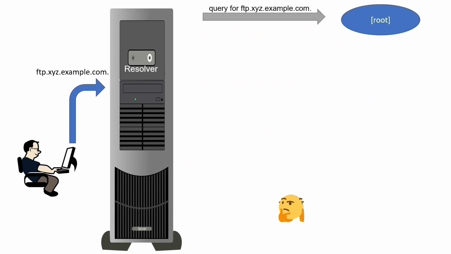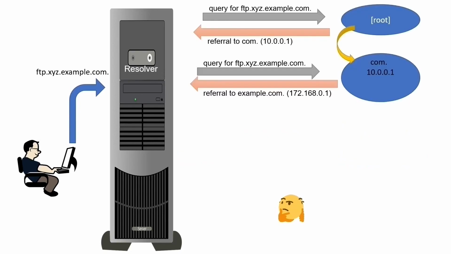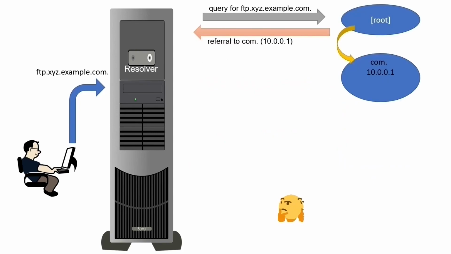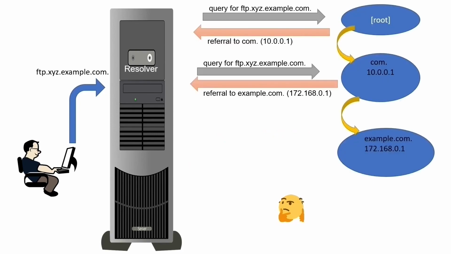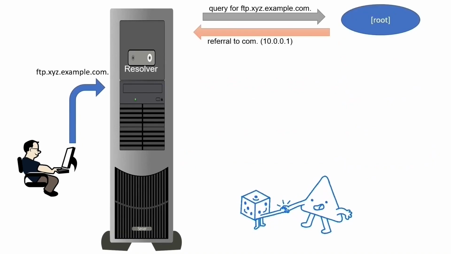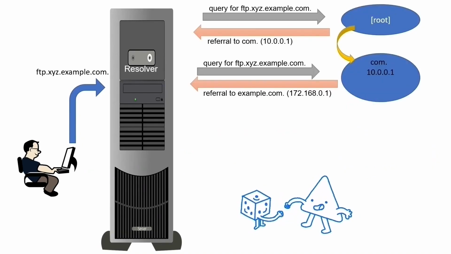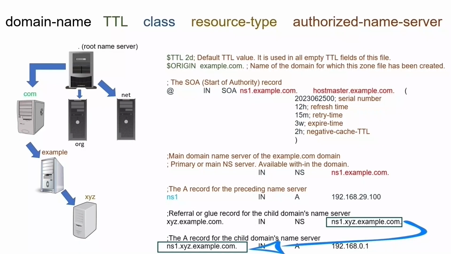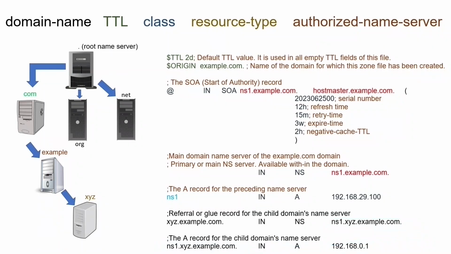Since the resolver system can get the XYZ name server's IP address only from the example name server and the example name server does not provide it, the resolver system will keep repeating this process. It creates an infinite loop of queries between the resolver system and the example name server. To avoid this situation, you should always add a host record for the referral name server in the parent domain name server's zone file.